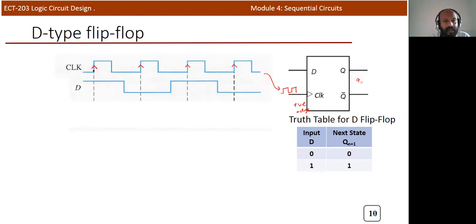We know that the input is sensitive only at the rising edge. This is the first rising edge point. At this particular point, D input is 1, so your output will be equal to 1. I can show you the waveform and then I will explain. So this is the output waveform of Q.